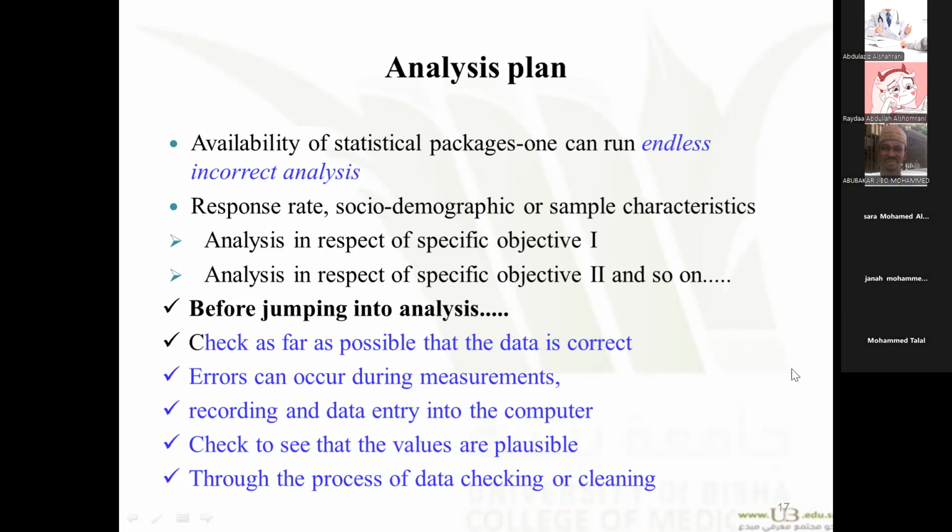You have collected your data. The first thing you do is you look at the response rate of your questionnaire. Maybe you sent out 100 questionnaires and only 75 came back satisfying your criteria. So your response rate is 75. You need to identify the socio-demographic features or sample characteristics. Now, the best way to do data analysis is to do analysis based on your specific objectives. That is the best way. However, there is a catching point here.